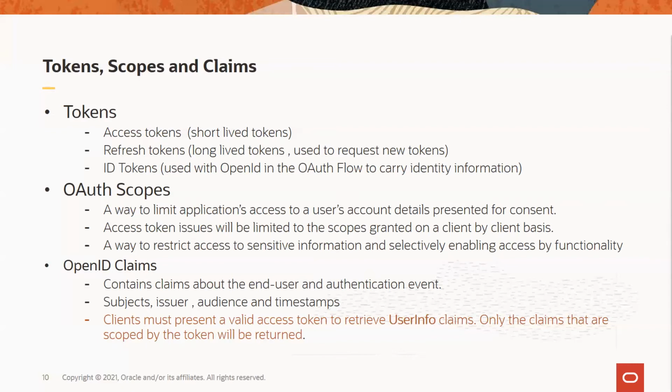OAuth's purpose is to create and grant the access token, and the ID token is part of the OpenID flow and contains the claims. One of the claims is the user info claims, and only claims that are scoped by the token will be returned as part of the OAuth OpenID flow.